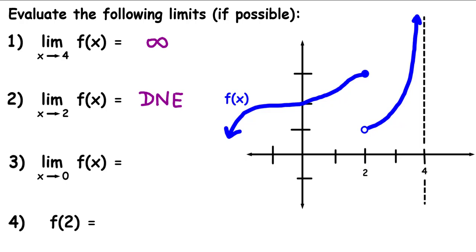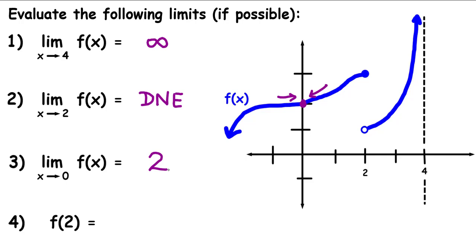Number 3 wants the limit as x approaches 0 of f of x. Well, if x approaches 0, you're going to be right here. Even though that point is not filled in boldly, the point still is there. The answer is going to be 2. You're heading towards a height or a y value of 2 as x approaches 0. And again, that's from both sides. They both have to approach 2, and they do. 2 is the answer.